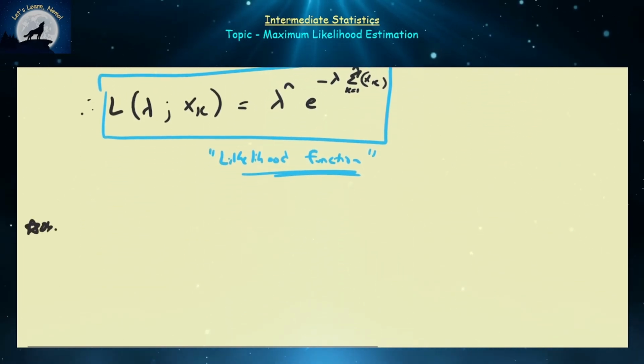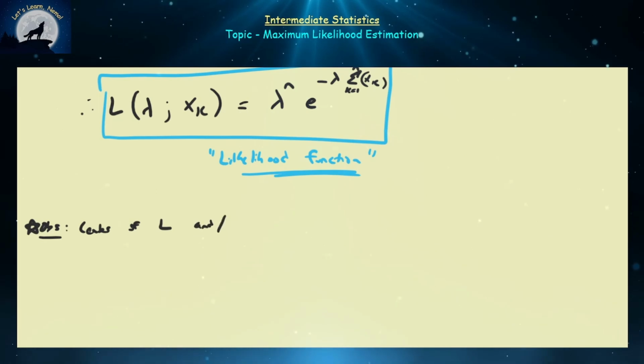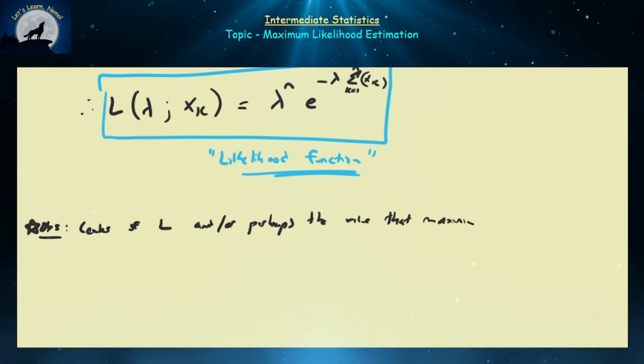Now a couple little observations. The center of L, this likelihood function, because it's a function, should have a middle, or an expected value, or a median, or perhaps the value that maximizes L. These are good choices for the lambda value that would estimate the lambda parameter.